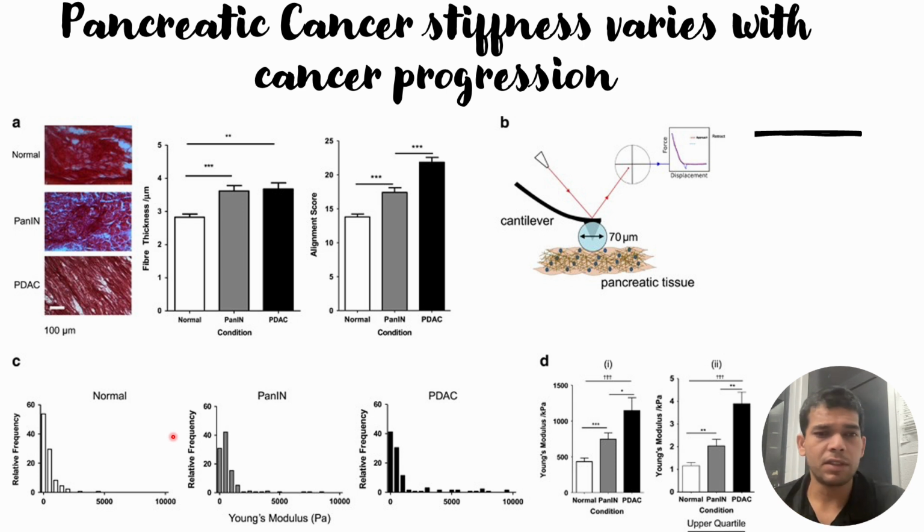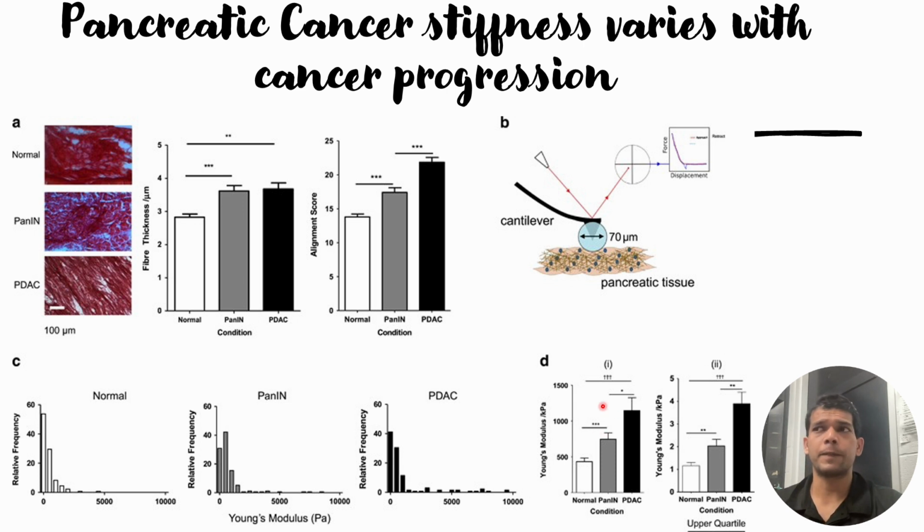There is a variation in stiffness in all three models. However, this variation in stiffness narrows down as they move from normal pancreas to PanIN, and from PanIN to PDAC. That can be seen from this figure 3. When they check the mean values of the Young's modulus of the pancreatic tissues in the three models, they are not able to see a significant difference. However, when they check the median values, they are able to see a significant difference, as seen in panel D1.